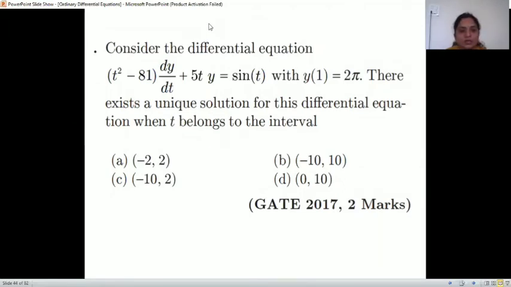Okay, let me give you some hints. As it is a differential equation and t is there, this does not come under any standard form. So try to divide the equation by t square minus 81, so that we will get the first term dy by dt, right? So dy by dt plus 5t upon t square minus 81 into y is equal to sin t upon t square minus 81.